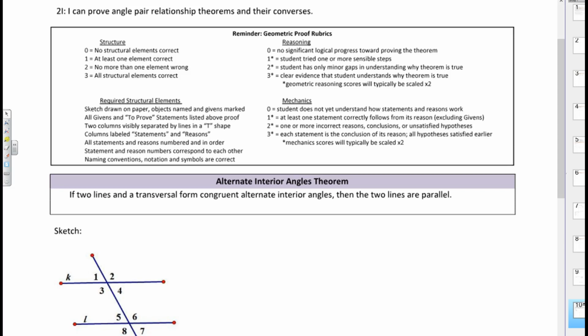Hello and welcome to lesson 2i. I can prove angle pair relationships theorems and their converses.